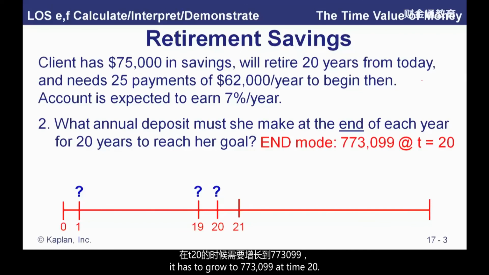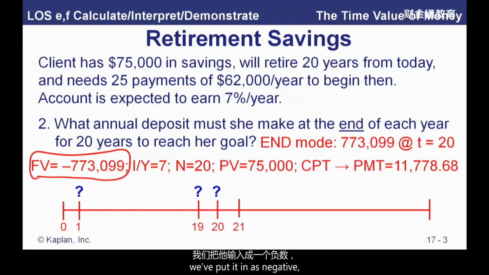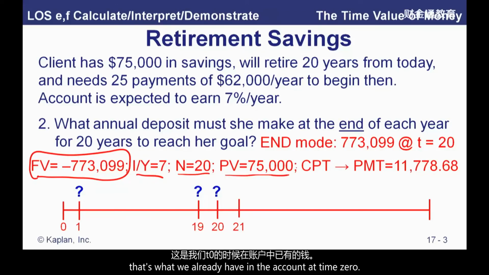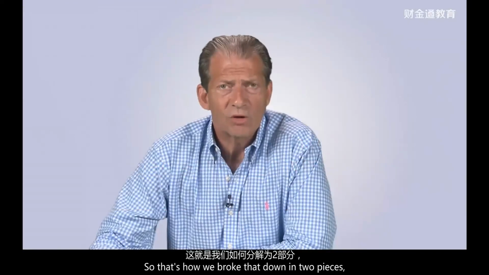Now we know how much that has to grow to at time 20. It has to grow to $773,099 at time 20. So notice, that's our future value now. We've put it in as negative. The interest rate's 7, 20 payments, present value $75,000. Because remember, that's what we already have in the account at time 0. And then compute the payment and find out that the deposit to reach this $773,099 that we need to make each year is $11,778.68.